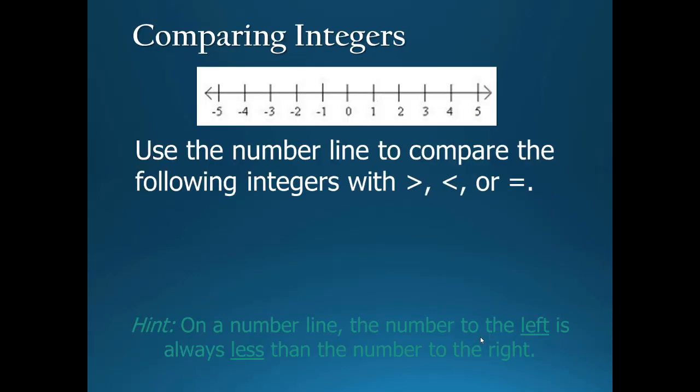So now we are talking about comparing integers. Use the line to compare the following integers with more than, lower than, or equal to. The hint: on a number line, the number to the left is always less than the number to the right. Di dalam garis ini, angka-angka yang berada di sebelah kiri selalu lebih kecil dari angka-angka yang berada di sebelah kanannya.